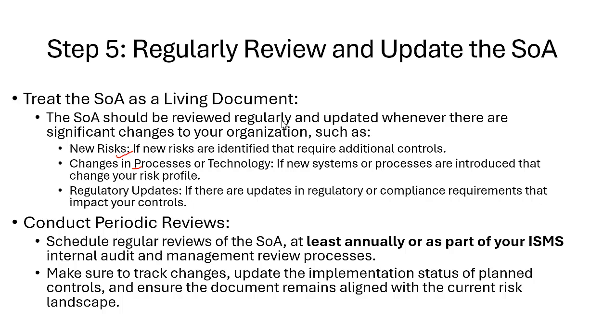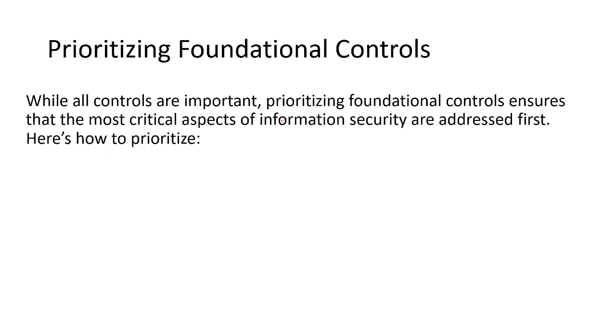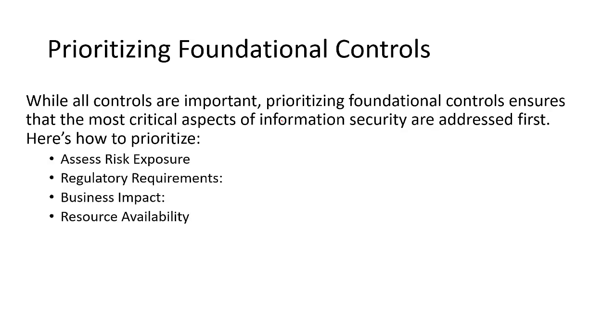All controls are important, right? But we need to prioritize to ensure the most critical aspects of information security are addressed first. So how to prioritize, that's the question. You prioritize based on the first factor, called risk exposure. You need to focus on the controls that mitigate the highest risk. For you, PII is the most important thing, so you need to prioritize major controls based on PII.